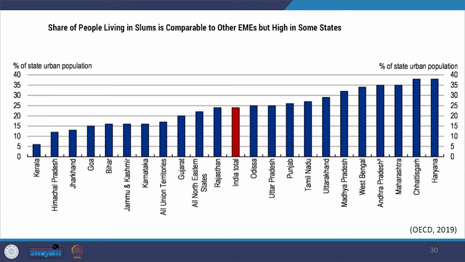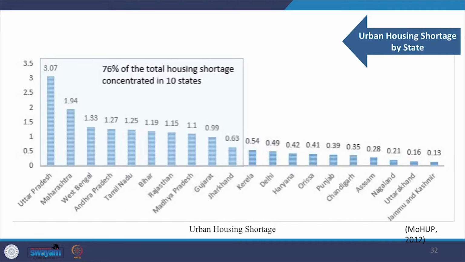The disparity across states is large, ranging from 6% of urban population living in slums in Kerala to more than 35% in Andhra Pradesh, Chhattisgarh, Haryana, and Maharashtra. In West Bengal, we see 13 lakh people, Andhra Pradesh 12, and in Tamil Nadu, we see over 12 lakh people living in the congested areas.